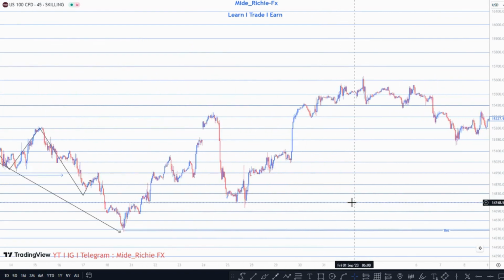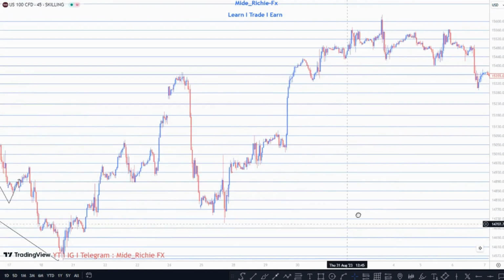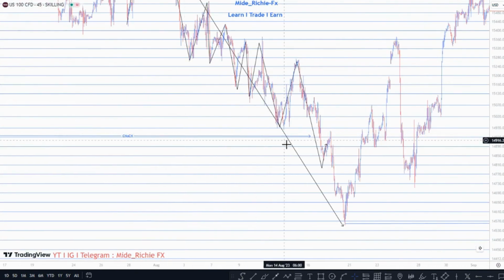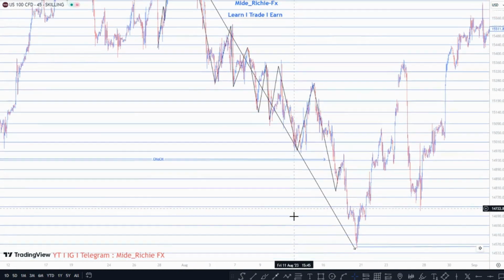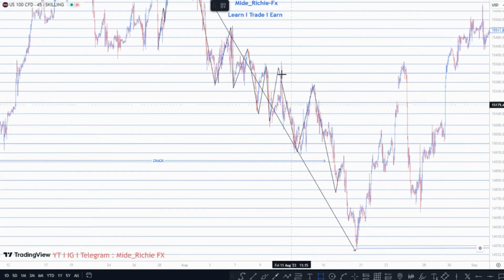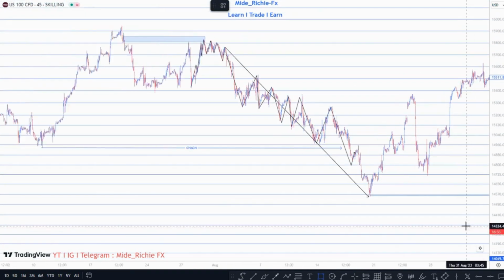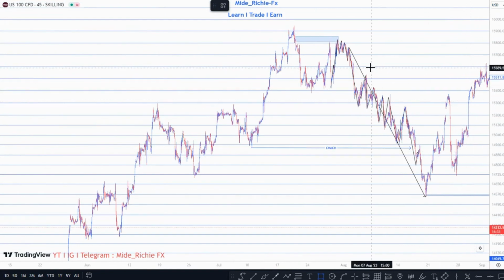The same thing applies to this one right here. You can see that after the market created this significant change of character, the market will need to mitigate a supply zone that sponsored the change of character. And I think that's around here.